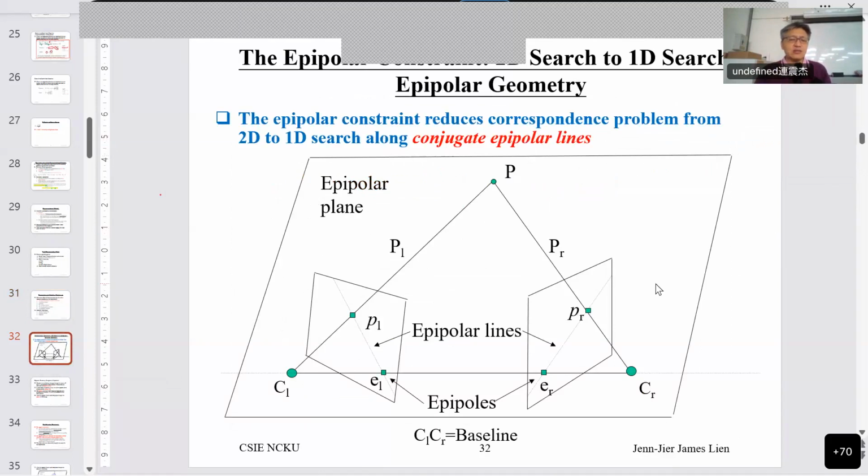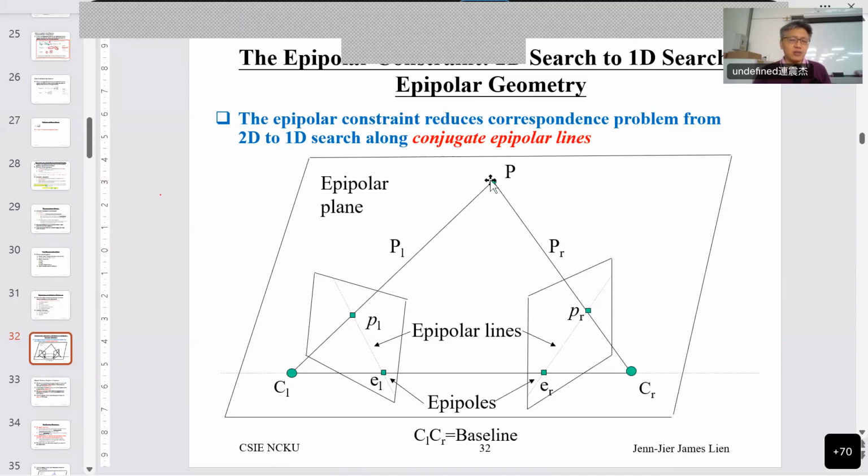Okay. So last time we talked about this one. Any point in the world coordinate, we transfer to the camera coordinate. So right now P_L is the 3D point in camera 1, and P_R is the 3D position of this point in the right camera.